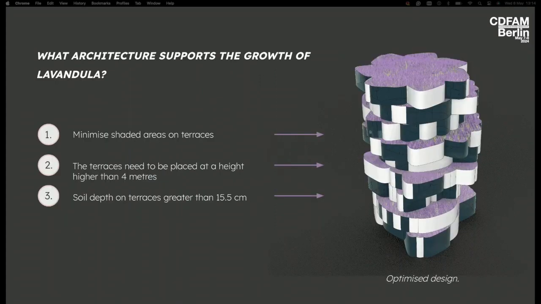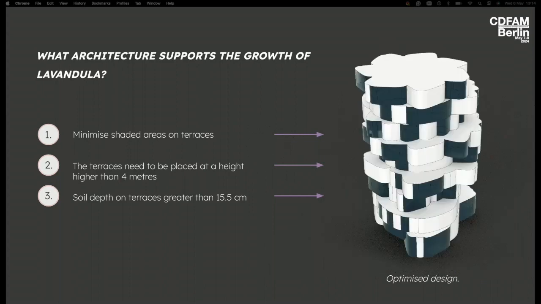Based on that information, the building form can be optimized. The optimized building form introduces larger terraces facing south and a structural design that supports more than 50.5 centimeters of soil on the roof and all terraces that are above the height of 4 meters.